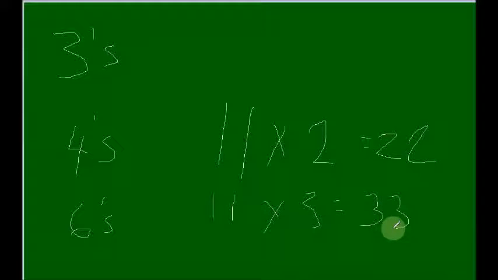11 times 2, 22. 11 times 3, 33. You see how that works? You just double this number. 22, 2, 2. Double the 3, 3, 3. So 11s are really easy.